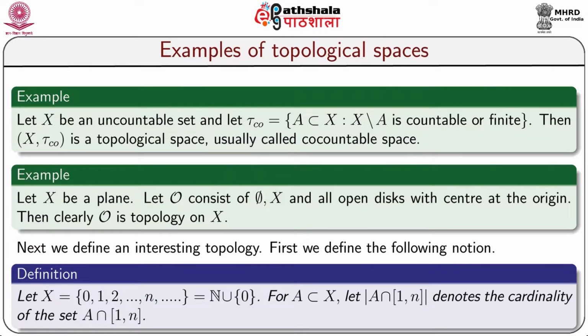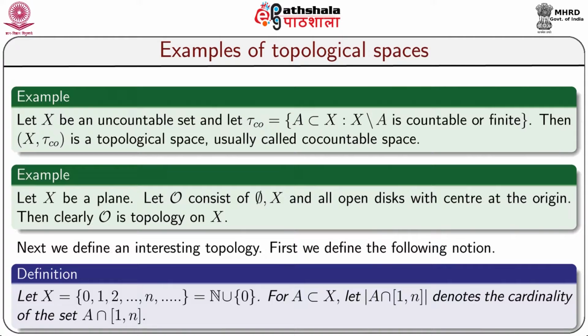Another example: let X be a plane, that means R^2, and let O consist of the empty set and X, and all open disks with center at the origin. Then clearly O will be a topology on X. Next, we define an interesting topology. This has some number theoretic flavor.